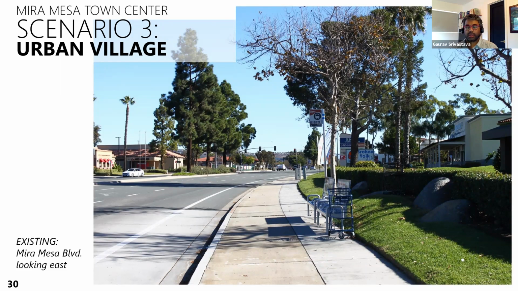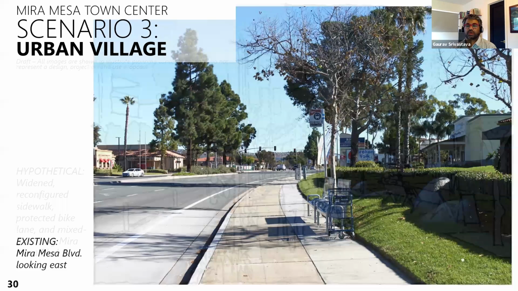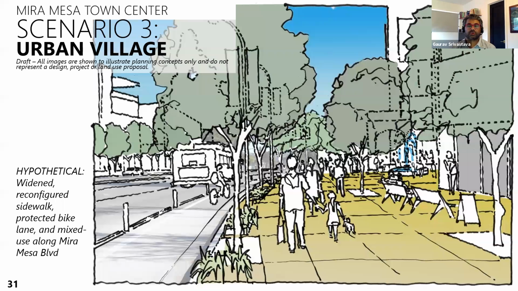Okay. This photograph is of Mira Mesa Boulevard on the south side, looking towards the east. The Mira Mesa Mall is on the right with Target behind these uses along the street. And one of the improvement ideas for the new open space and public realm amenities we have is to really widen the amount of space available for pedestrians. This shows a 25-foot sidewalk compared to the 6-foot sidewalk that currently exists.